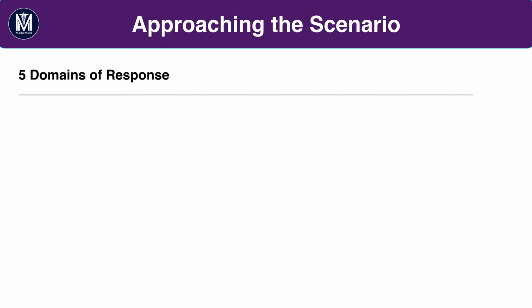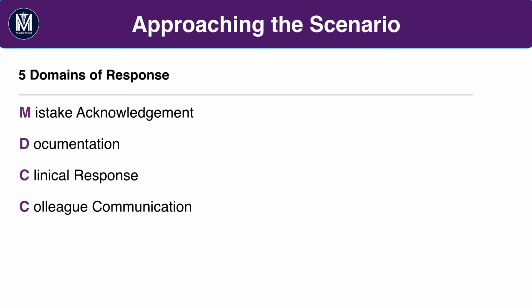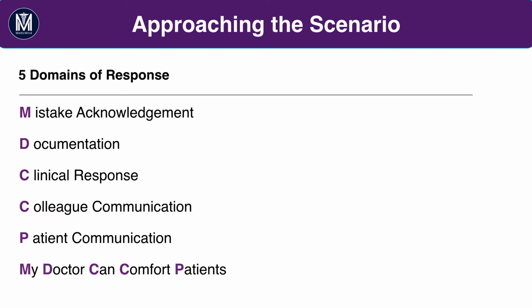Now, let's talk about the 5 domains of response. When you read a response, don't see it as the only manner in which the medical student or doctor will respond. We can use 5 domains to categorize different possible responses. The first is mistake acknowledgement. Then we have documentation, clinical response, colleague communication, and patient communication. Now, a useful mnemonic to note here is: my doctor can comfort patients. My doctor can comfort patients. MDCCP.